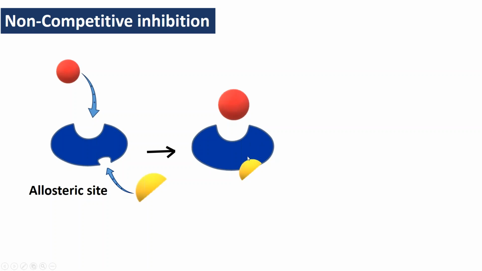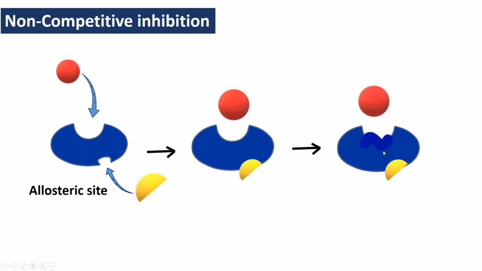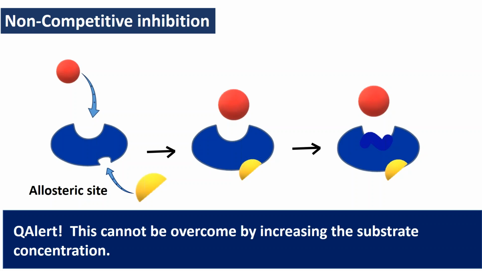So for example, when a drug binds to an allosteric site and modifies the conformation of the active site, the substrate cannot bind to the active site because the structure and conformation of the active site is modified. So that results in non-competitive inhibition.